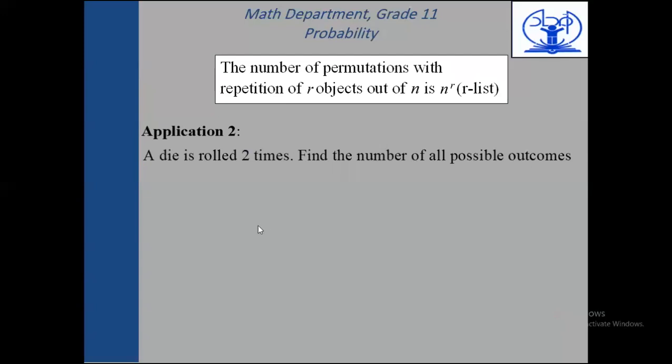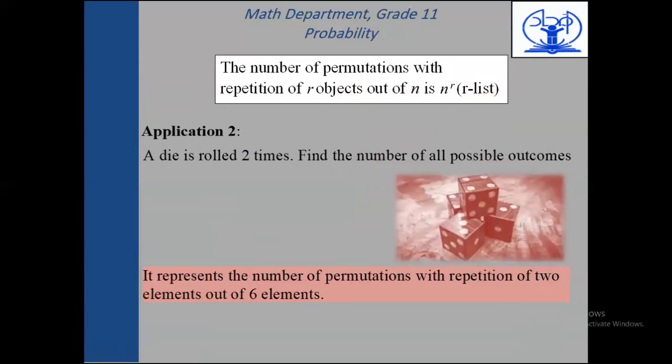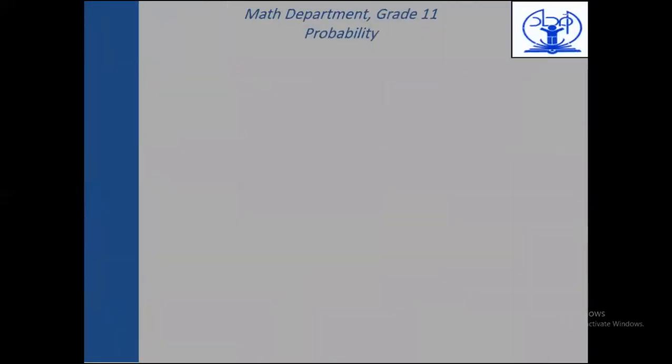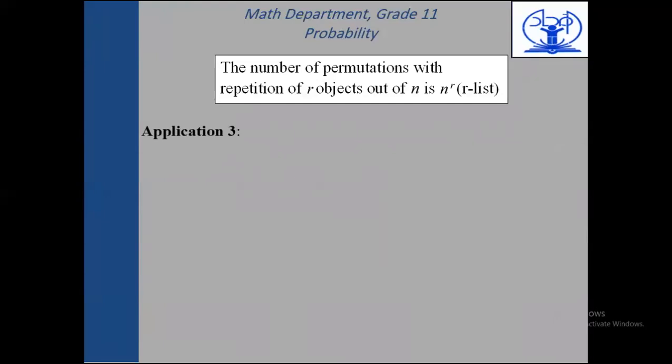Another application: a die is rolled twice. Find the number of all possible outcomes. When we talk about a die, we are talking about a fair 6-sided die, the regular one, 1, 2, 3, 4, up to 6. So the first die may have 6 options. What about the next one? 6 options, and repetition here is allowed for sure. You can get 4 on the first die and another 4 on the second die. So the number of options will be 6 power 2, which is 36. Or you can think about it by using the fundamental counting principle by drawing 2 boxes. The number of options for the first box is 6, and the number of options for the next box will also be 6. So 6 times 6 will be 36.